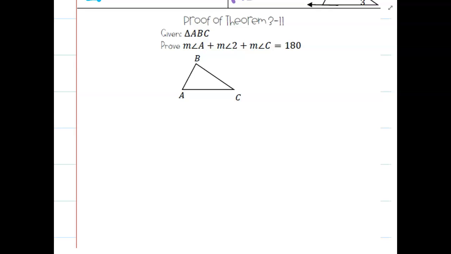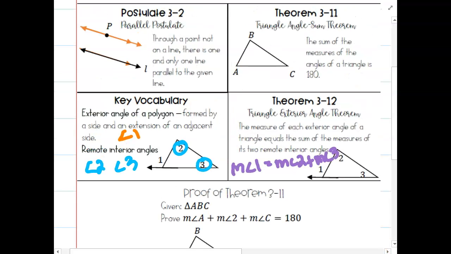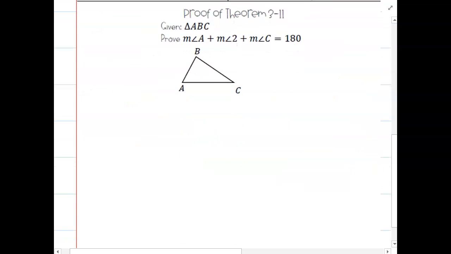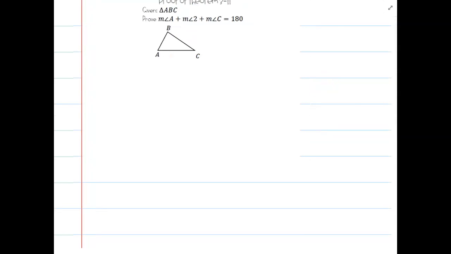Are you ready? Okay, we are going to prove Theorem 3.11. We're going to prove that the sum of the angles in a triangle equals 180. You ready? Okay. So our given, this time, we're just given this triangle, okay? We are going to prove that the measure of angle A plus the measure of angle 2, which we're going to rename B2 in the process of all of this, plus the measure of angle C equals 180. Okay, so we're going to do a 2-column proof here. With a 2-column proof, we have a column for our statements and a column for our reasons.